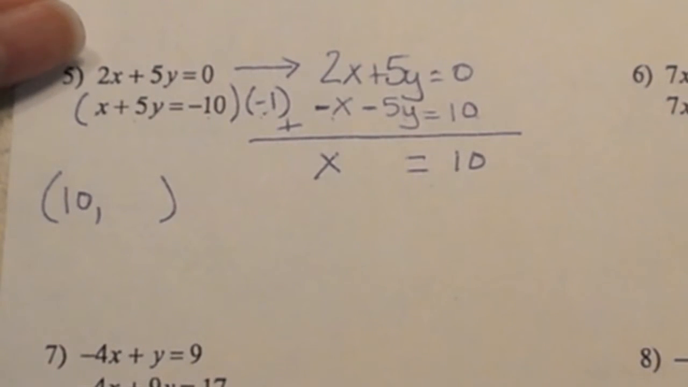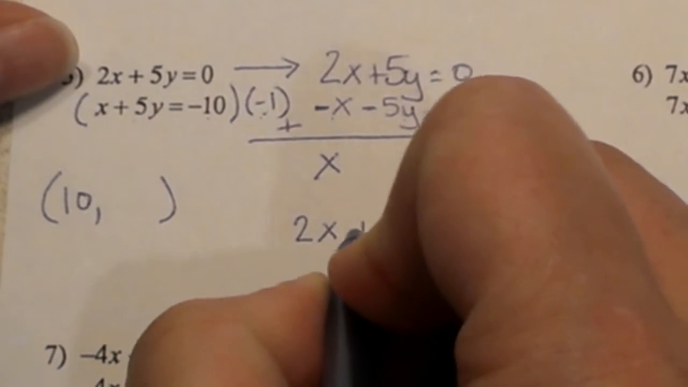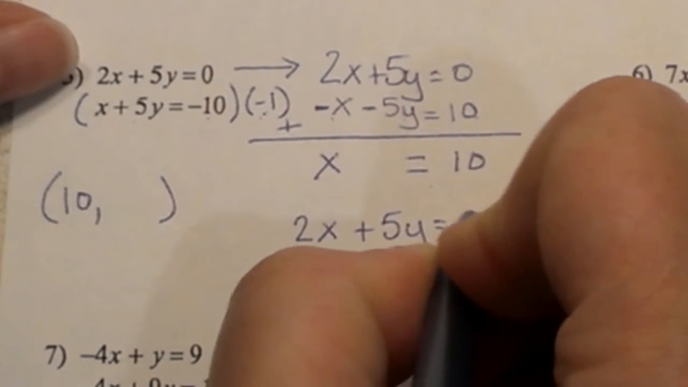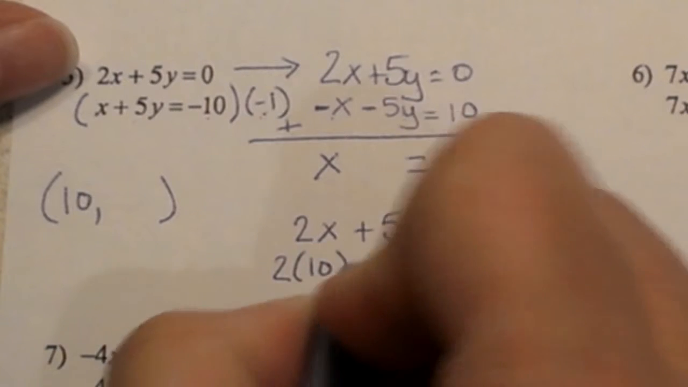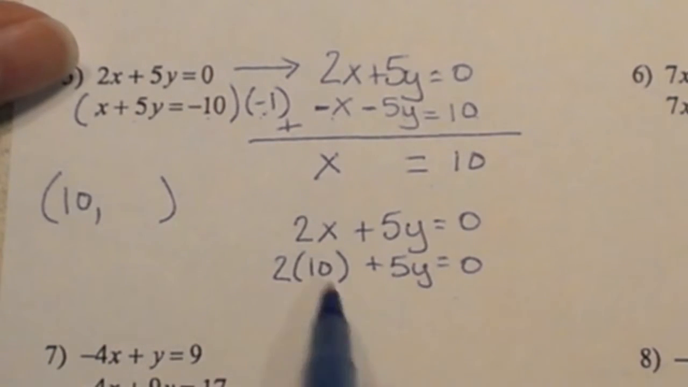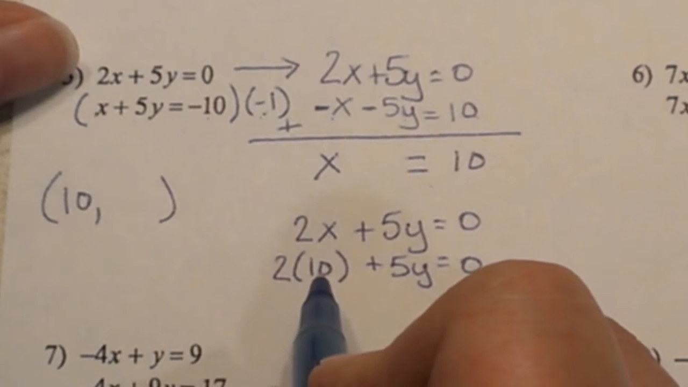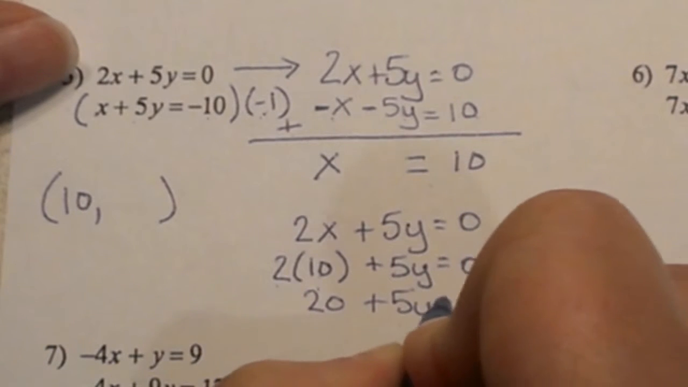I still need to find the value of y, and I can choose any equation to plug that x value in. Out of habit, I always just use the first equation, but you could certainly pick the second equation if you prefer. I just found out that x was equal to 10, so I substitute 10 for x into my equation. And then we use the order of operations to solve this linear equation. 2 times 10 is 20, plus 5y equals 0.